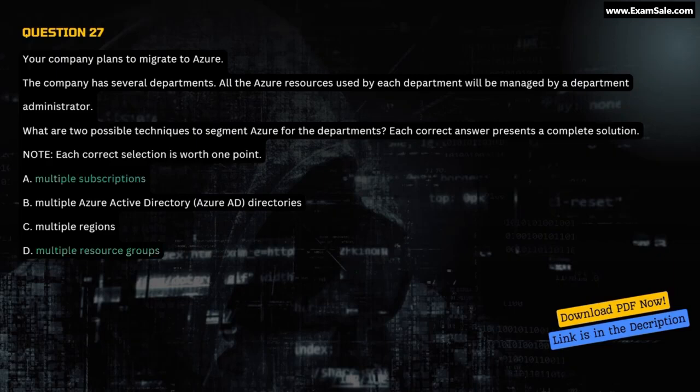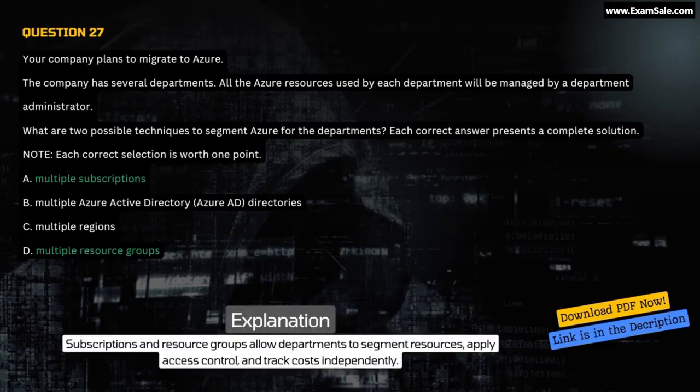Correct answer A and D. Multiple subscriptions. Multiple resource groups. Explanation. Subscriptions and resource groups allow departments to segment resources, apply access control, and track costs independently.